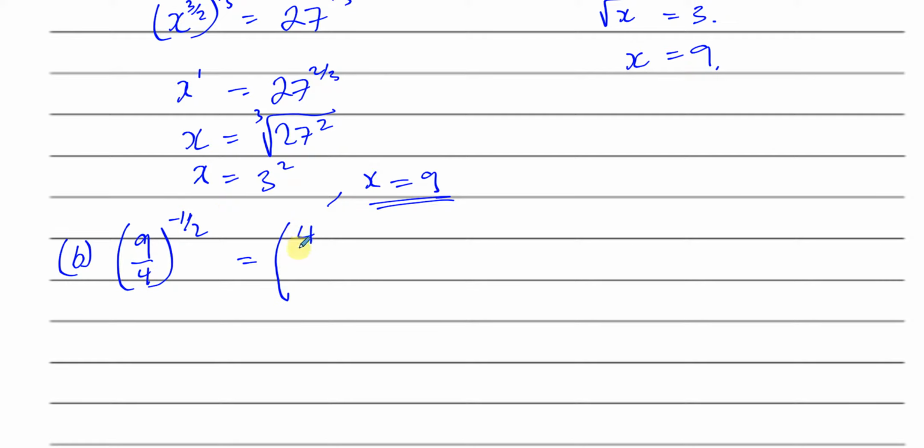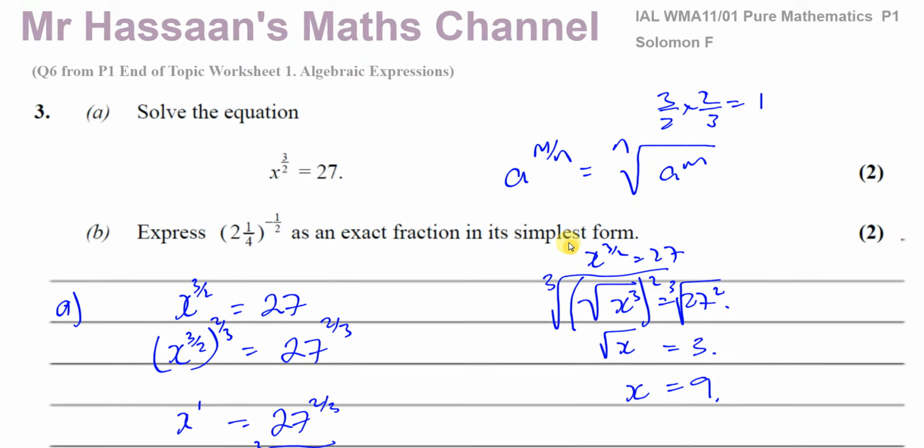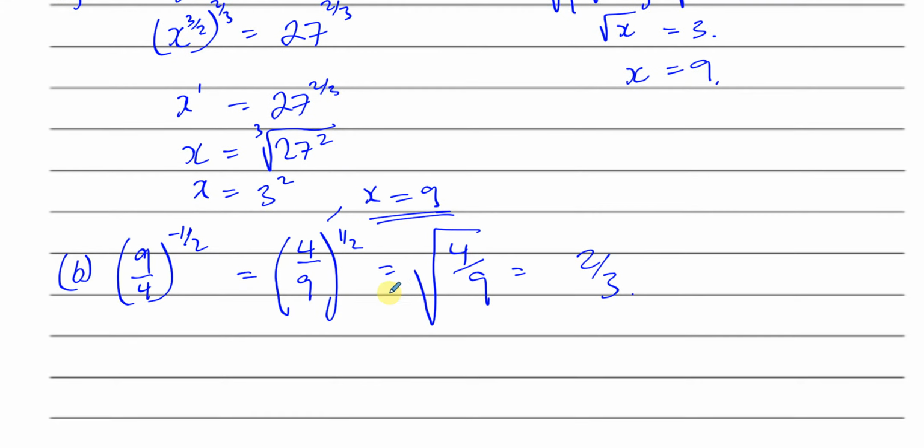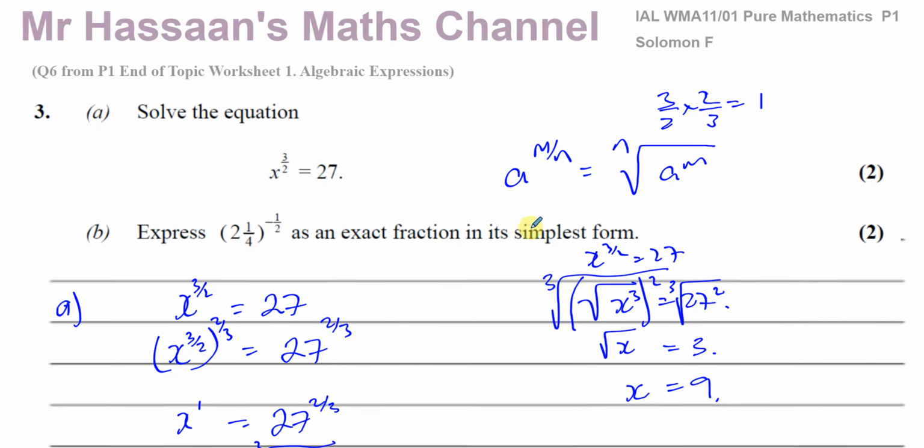So that's 4 over 9. And now this becomes to the power of a half, which basically means the square root of 4 over 9, which gives you 2 over 3. Okay, and there's the answer to this question. And remember, when the square root is already there in the question, they're asking you for just the positive square root of that. So there's the answer to part B, and that's question number 3 done from this paper.